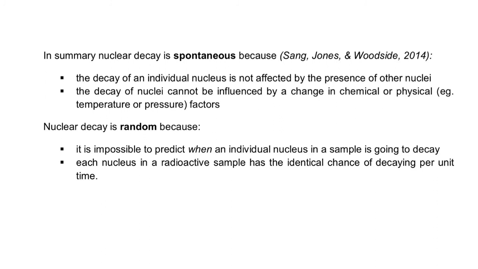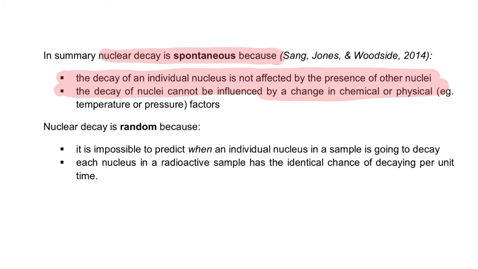So in summary, nuclear decay is a spontaneous process, and it's spontaneous because the decay of an individual nucleus is not affected by the presence of other nuclei, and the decay of nuclei cannot be influenced by a change in chemical or physical factors such as temperature or pressure. So we cannot manipulate the decay of a particular nucleus in a substance. Once again, it's important to note that the decay of an individual nucleus is not affected by the presence of other nuclei. Quantum mechanics by its very nature is statistical, and so these processes which are based on quantum mechanics are in themselves statistical.